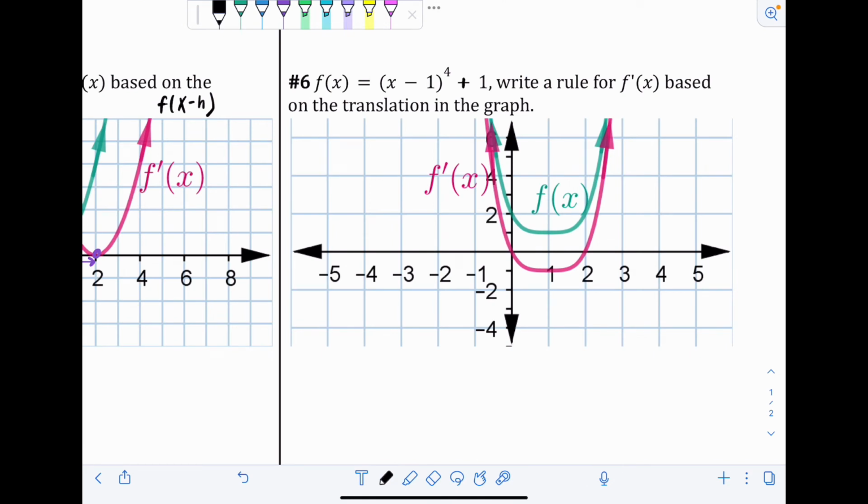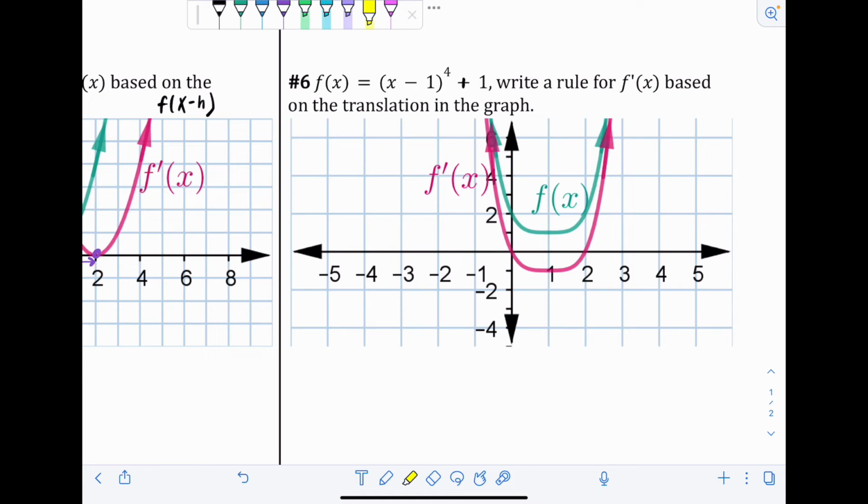So for number 6, it's f of x equals x minus 1 to the fourth plus 1. Write a rule for f prime of x based on the translation in the graph. You can see I had to fix a little minus to a plus sign right there. It'll be fixed by the time you're able to print it if you normally print them, but just keep that in mind. Okay, so same thing as number 3, where we have to look at what translation is happening in the graph.